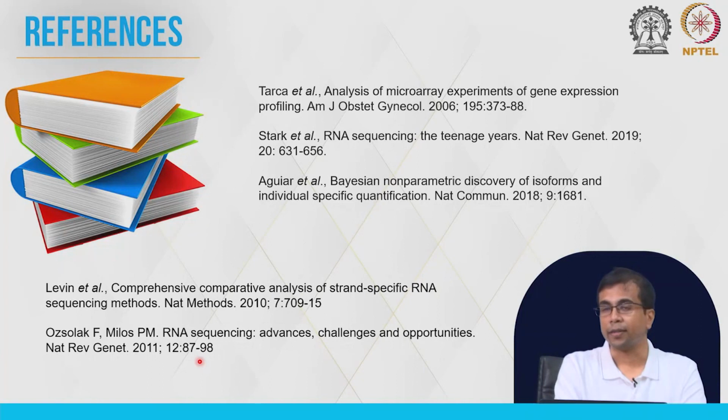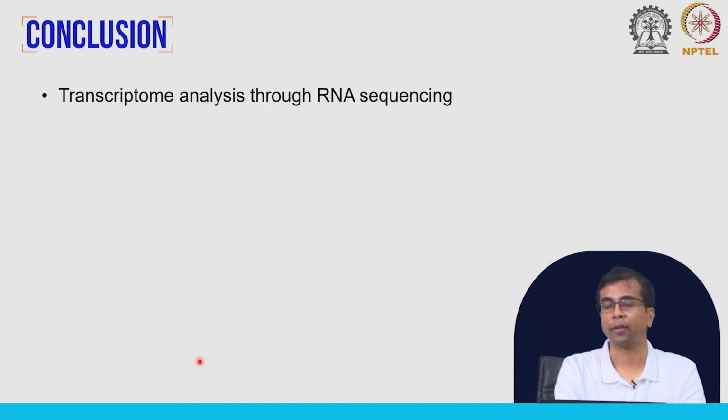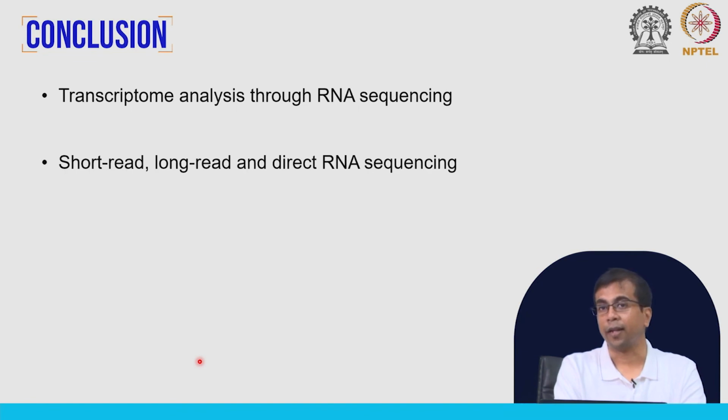Here are the references that we have used for this class, and to summarize, we have talked about transcriptome analysis through RNA sequencing, and we have compared it against microarray. We have seen there are several advantages of RNA sequencing, and that is why we do RNA sequencing more regularly than microarray these days. We talked about short read, long read and direct RNA sequencing, and the advantages of each of these methods as well as the drawbacks. Perhaps we can combine short read with long read, or short read with direct RNA, to address some of the limitations that each of these methods have.